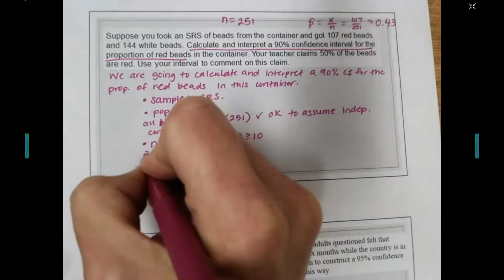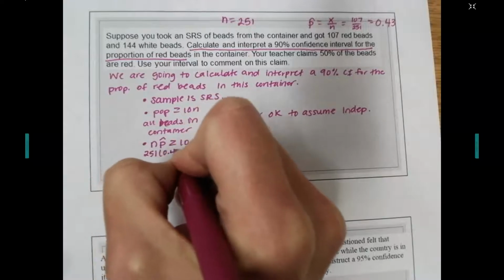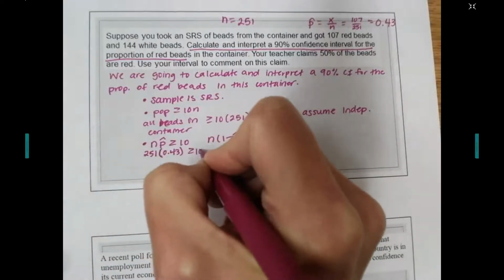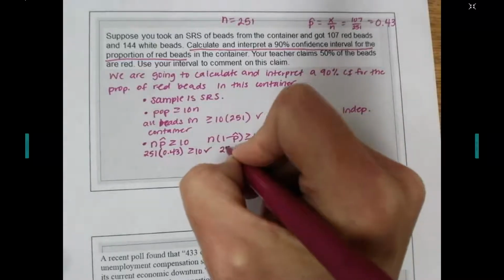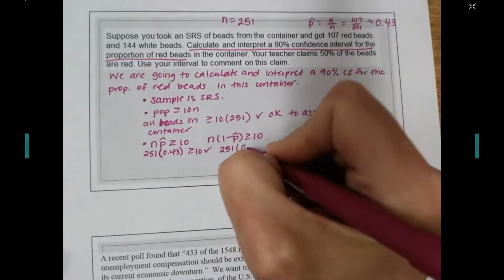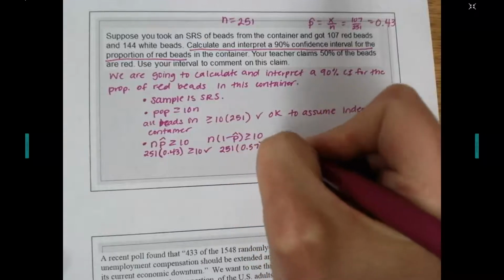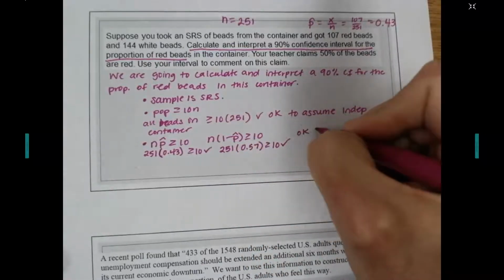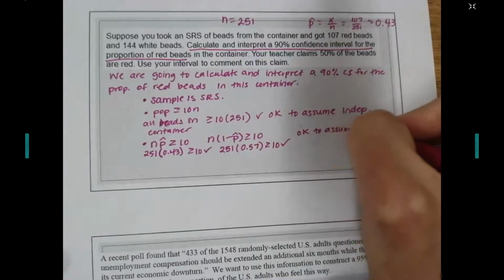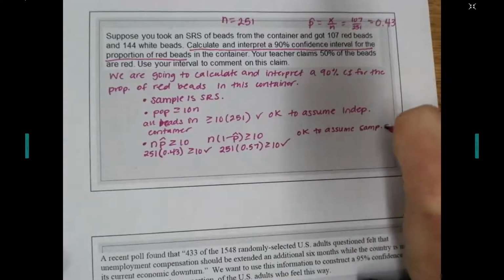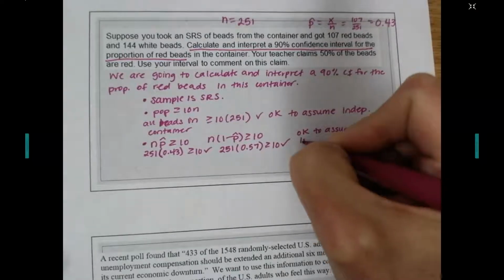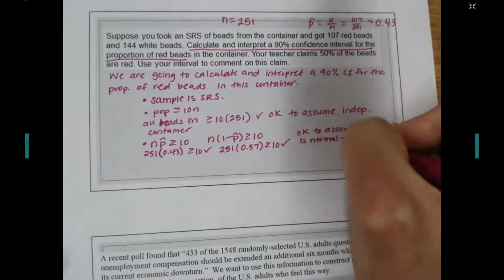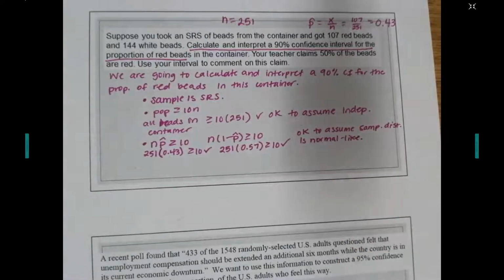So N is 251, so 43% of 251 is definitely greater than or equal to 10. And 251 times 1 minus 0.43, so that's 0.57, 57% of 251 is also okay. So okay to assume the sampling distribution is normal-like. Okay, nothing big so far, right? Introduction is just a restatement of the question to say that we need to tell what exactly we're about to do. Conditions are the same three conditions we've been using.